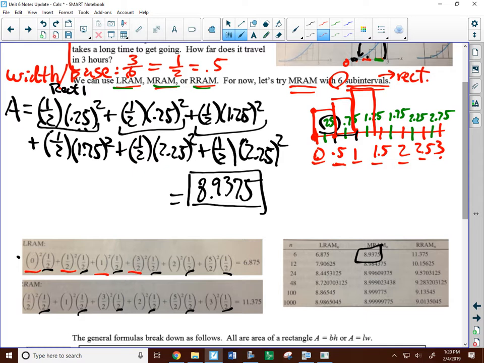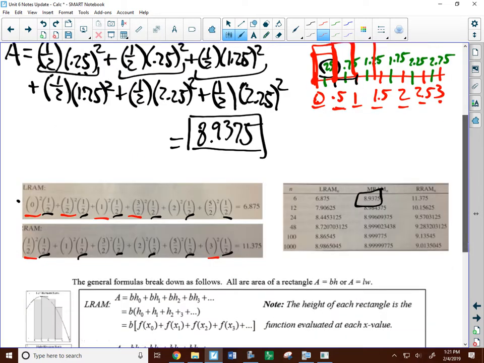But for right RAM, you would use 3. But for the very first rectangle, you're using the height at 0.5 on the right side. So the very first one, you do not use 0, but you would use 3. So I just want to contrast how you make that little number line, or you don't have to, just know the values either way, and then you plug them in.